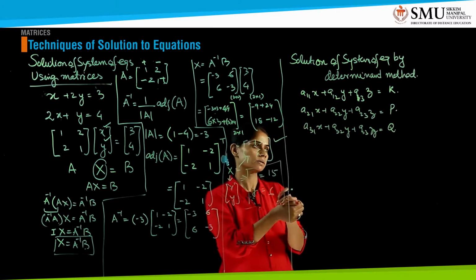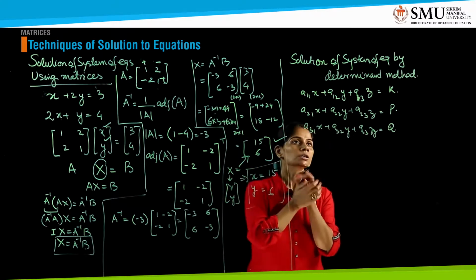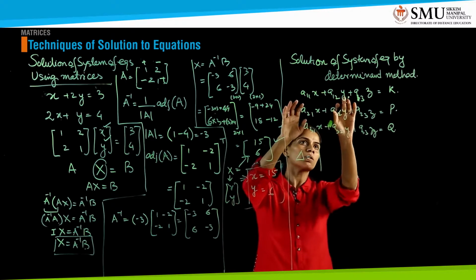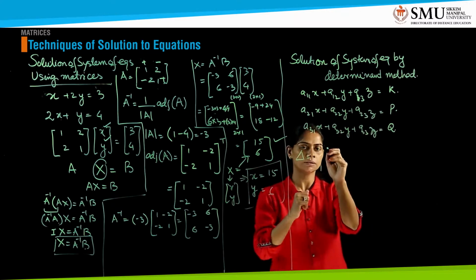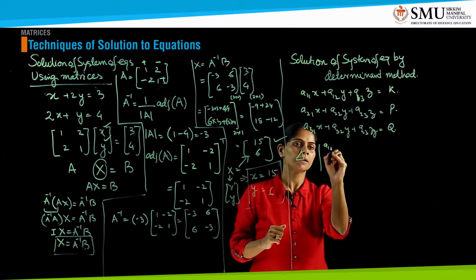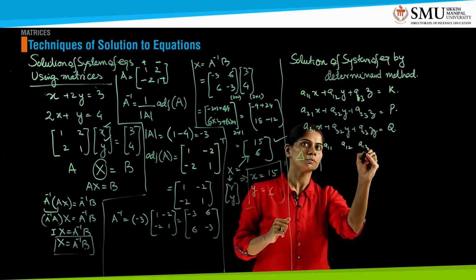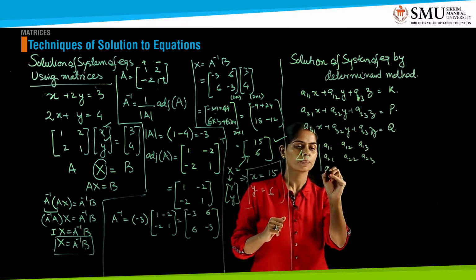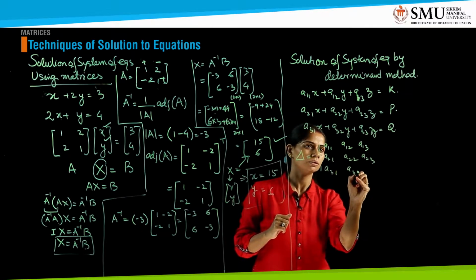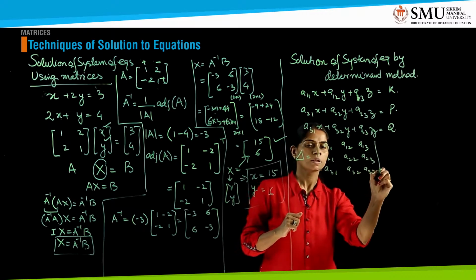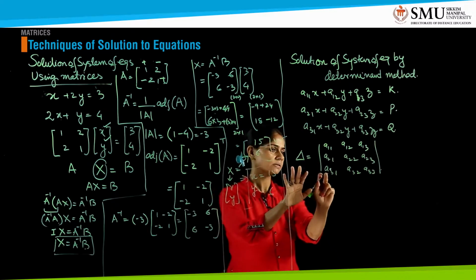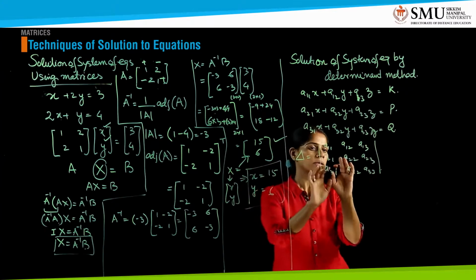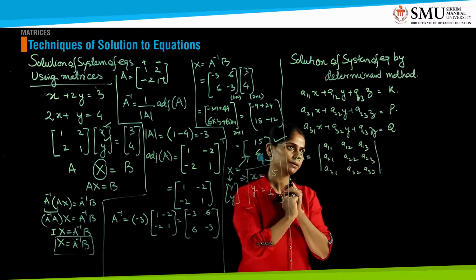Now, we want to solve this system of equations by making use of determinants. So, what we will do is, first we will find del. Del is what? Take the coefficients of all x, y, z and write them in determinant form: a11, a12, a13, a21, a22, a23, a31, a32, a33. This is your del, which means you have to find the determinant of this matrix. This is a 3 cross 3 matrix, so you can find the determinant.